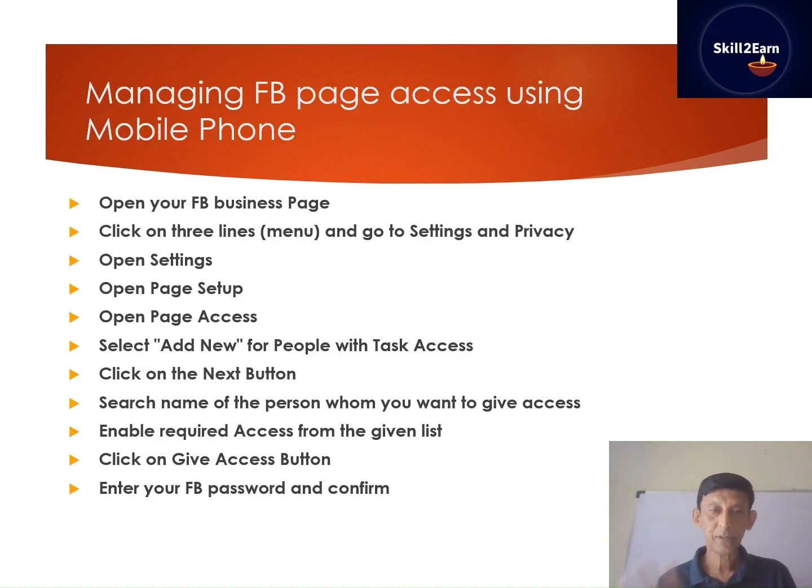So this is how it works on laptop. Now suppose you want to do all these steps on mobile phone, then on mobile phone you open your page, okay, click on three lines, that is menu, and go to the settings and privacy, similar to laptop or desktop. Then open settings, open page setup, go to page access, select add new for people with task access, click on the next button, search name of the person whom you want to give access, enable required access from the given list, that is the name of the people will appear once you start typing in, select that person, click on give access, enter your Facebook password and confirm.